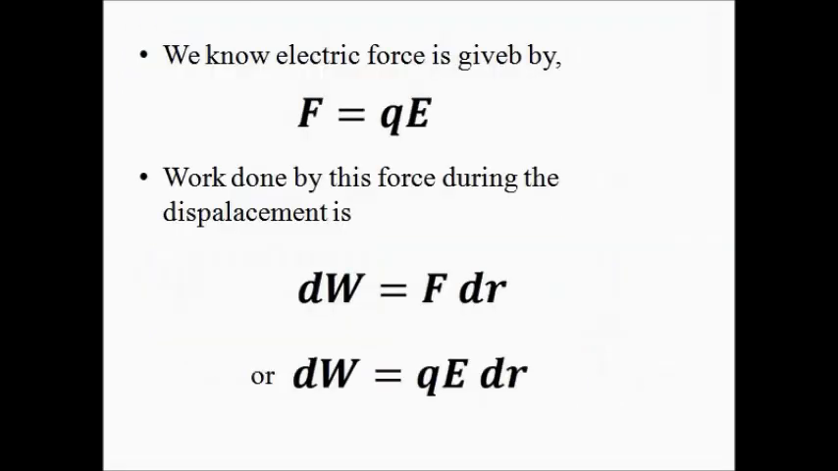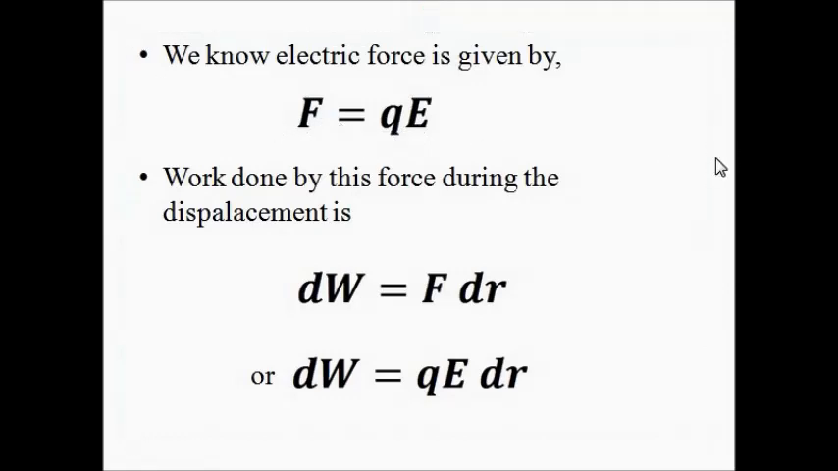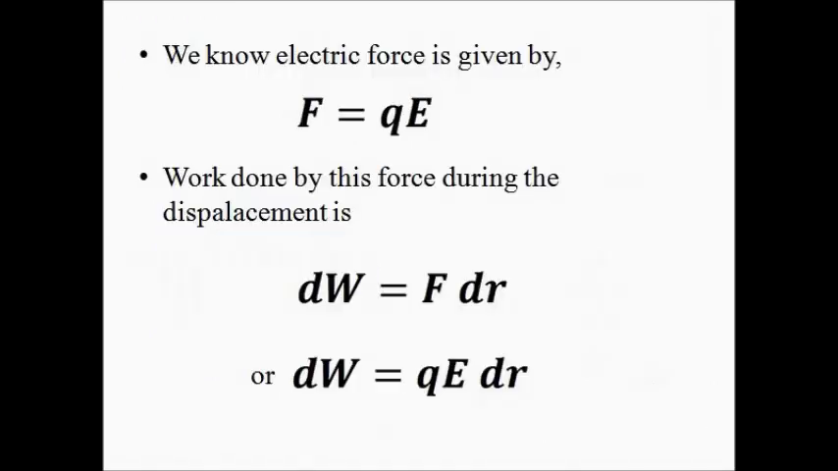Now we know that the electric force is given by F is equal to qE. We know that E is equal to F by q, so force is the test charge multiplied with the magnitude of the electric field, F is equal to qE. The work is force into displacement. So the small amount of work dW done to move the charge over a small distance dr will be dW is equal to F dr, which will be equal to qE dr. We substituted F is equal to qE here.